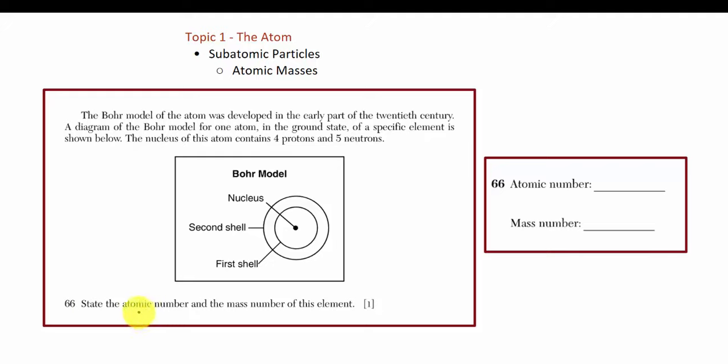Question 66. State the atomic number and the mass number of this element. Recall that the atomic number is nothing more than the number of protons, and that was given to us right here in the narrative, 4 protons. So the atomic number is 4. And the mass number is a combination of protons plus neutrons added together. So we have a 4 plus a 5. So the atomic mass number is going to be 9.